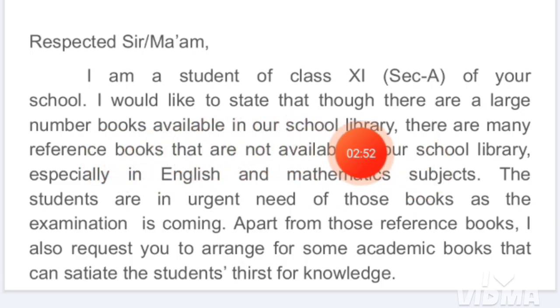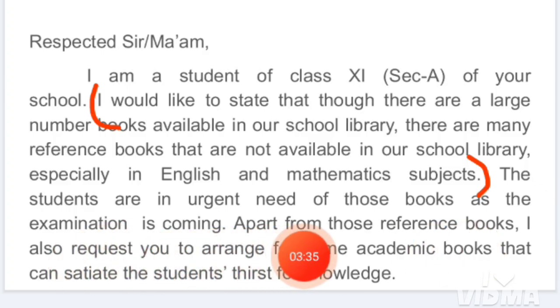I am a student of class 11, section A of your school. This is the introductory line. You are just giving your introduction to the headmaster or headmistress. I would like to state that though there are a large number of books available in our school library, there are many reference books that are not available in our school library, especially in English and mathematics subjects. So here you have told the main problem.